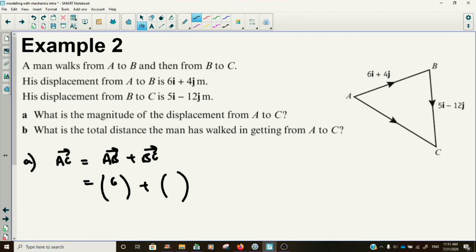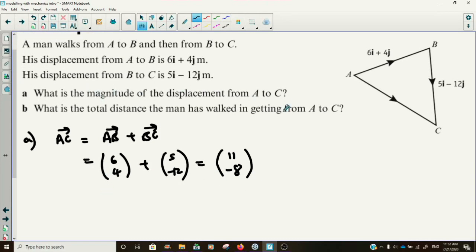And BC is 5, minus 12. And of course, when you're adding two vectors given in terms of column notation together, then you're just going to add the rows together. So 6 plus 5 is 11. 4 plus minus 12 is minus 8. So that's the displacement vector. We want to know the magnitude of that. So I'm going to use those two bars again. So that means the magnitude of vector AC. And that's just going to be the square root of 11 squared plus 8 squared.